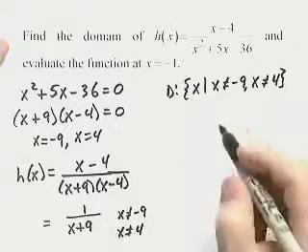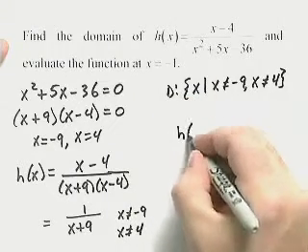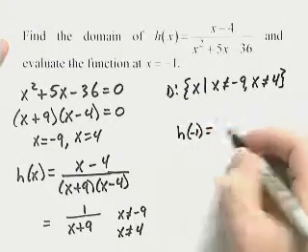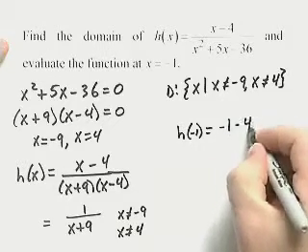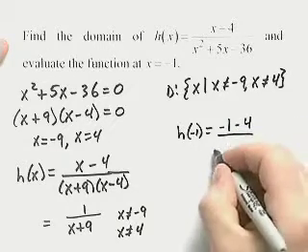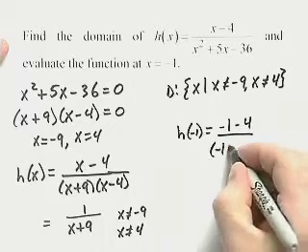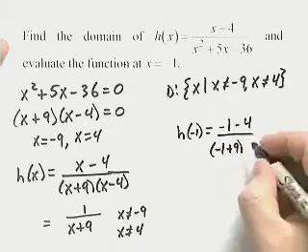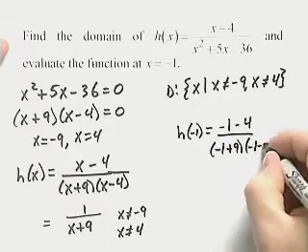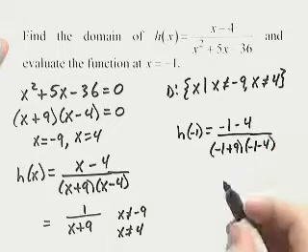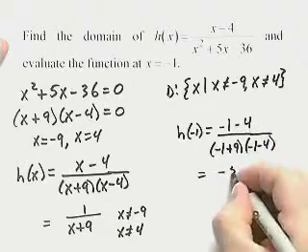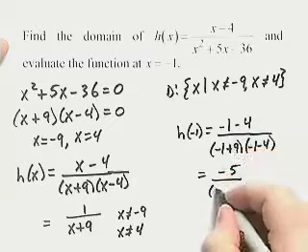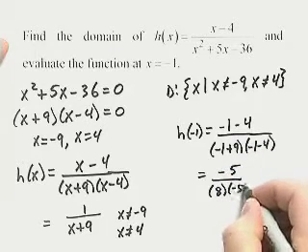Next we want to evaluate the function at negative 1. So we want h of negative 1. That's equal to negative 1 minus 4 over negative 1 plus 9 times negative 1 minus 4, using the factored form. In the numerator we'll get negative 5. The denominator will have 8 times negative 5.